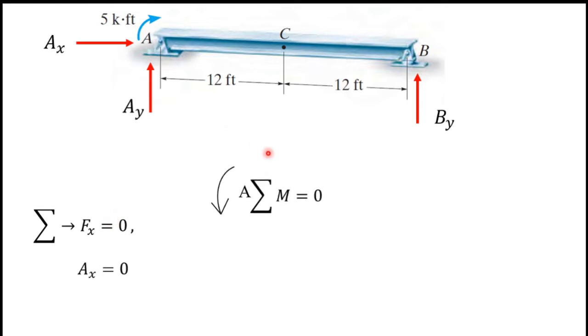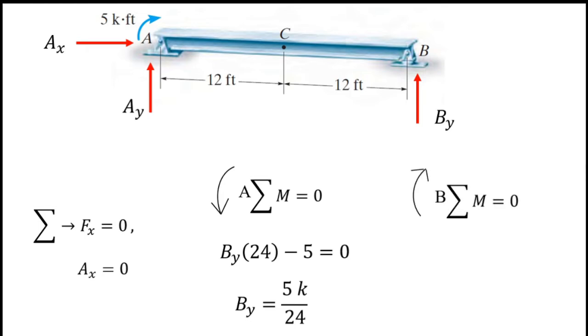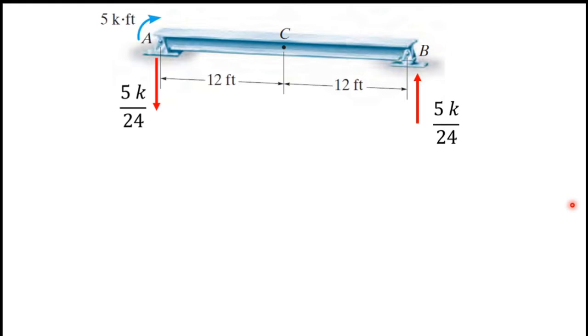Next I am going to take moment about point A. So if I take moments about point A to the counterclockwise direction, I will have By equals 5k over 24. Next I am going to take moment about point B to the clockwise direction. So then I will have Ay equals minus 5k over 24. This is the free body diagram, and you can see support reactions are marked in this diagram.